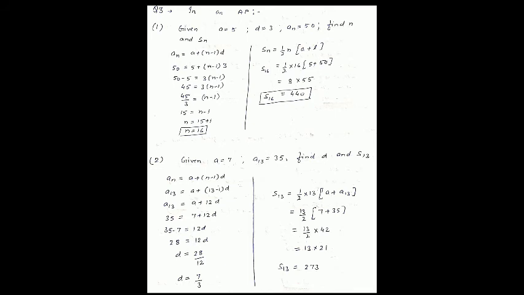Yes, so 35 minus 7 is equal to 12D. 35 minus 7 will be 28, which is equal to 12D. So D is equal to 28 by 12. On simplifying it, D is equal to 7 by 3.